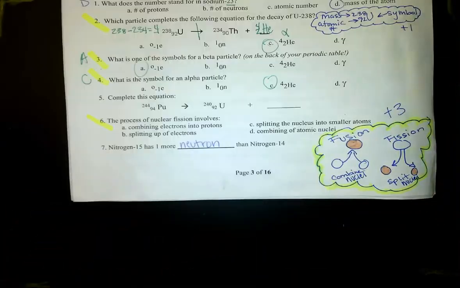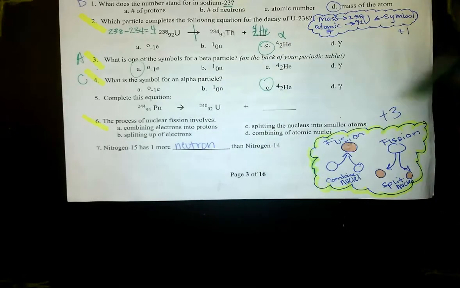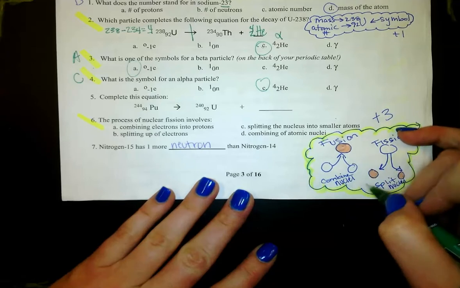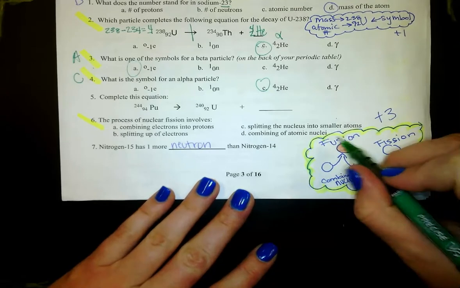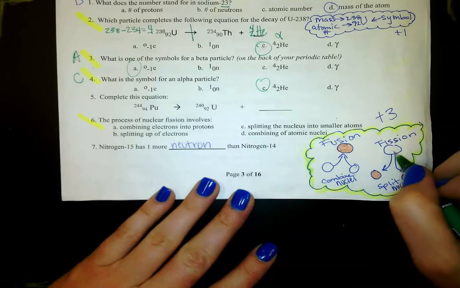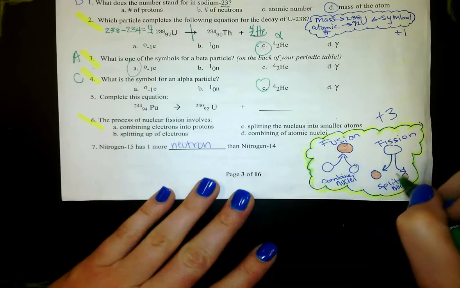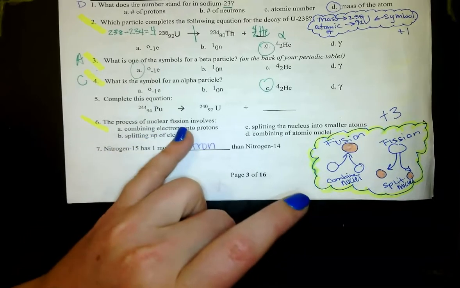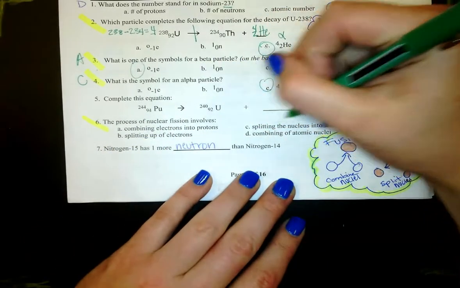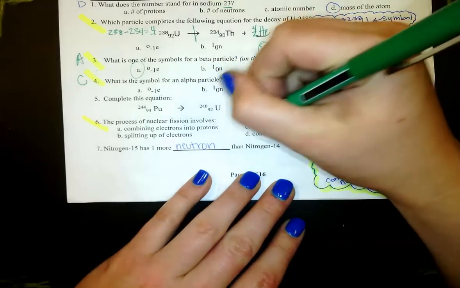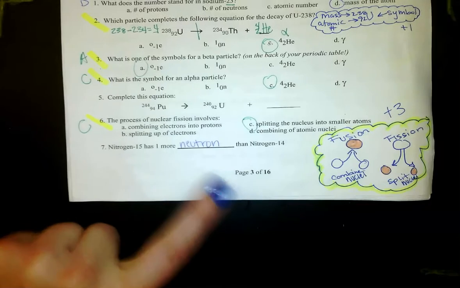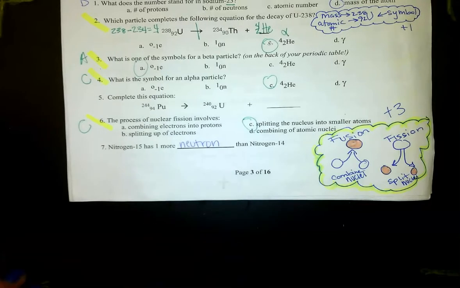All right, number 6. Here's a little bit of extra credit. Fusion is two things coming together, so combining your nuclei. Sorry, fusion, yeah. Fission is one thing splitting apart to form two things. So you split your nuclei. So the process of nuclear fission will involve splitting the nucleus into smaller atoms, or C. And lastly, nitrogen 15 has one more neutron than nitrogen 14. Right, next page.